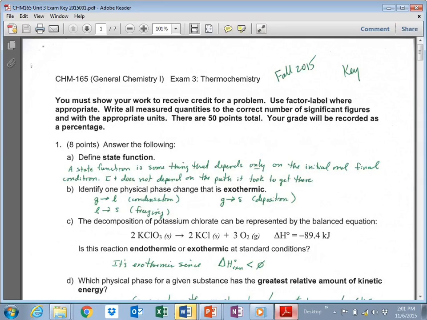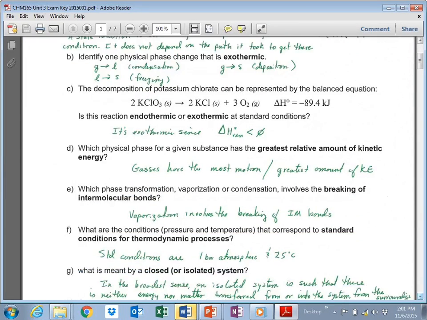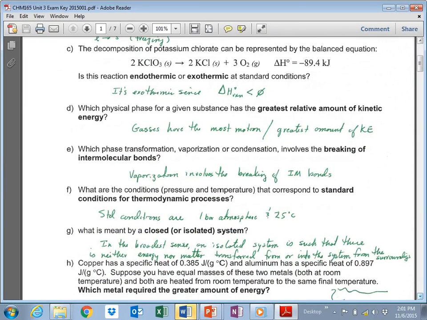Exothermic, physical phase change, that releases energy. You see your options there. For C, the fact that this is a negative enthalpy means it's actually exothermic. For D, of course, gases have the greatest amount of kinetic energy. For E, vaporization is what we're doing when we're breaking intermolecular bonds. Of course, that's going from a liquid to a gas, vaporization.